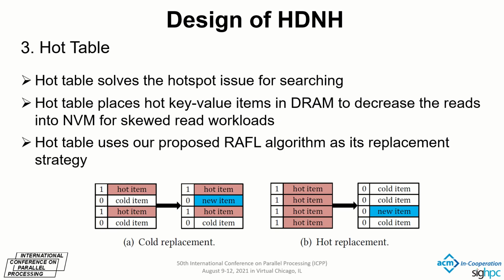And HDNH uses a hot table to solve the hotspot issue for searching. The hot table places hot key-value items in DRAM to decrease the reads into NVM for skewed read workloads, and it uses our proposed RAFL algorithm as its replacement strategy.